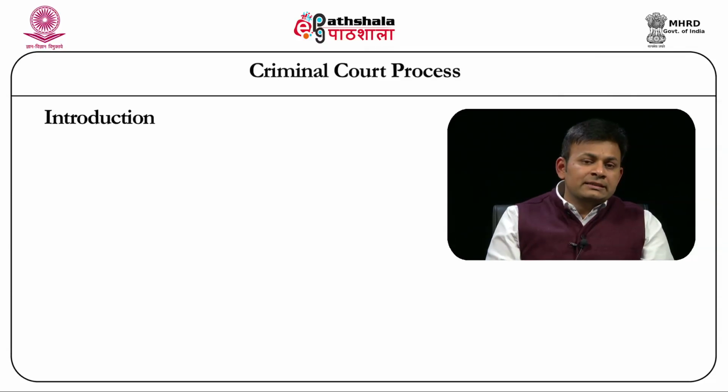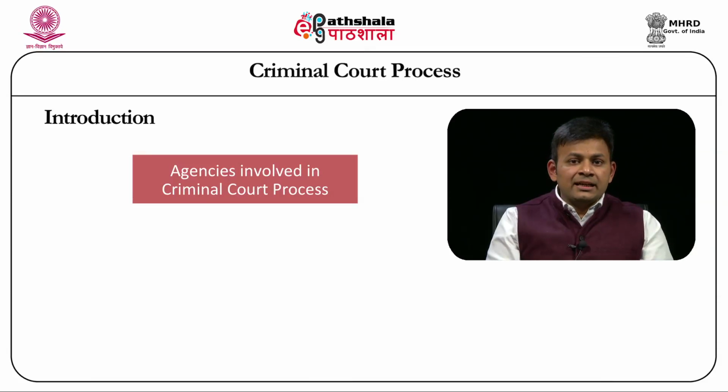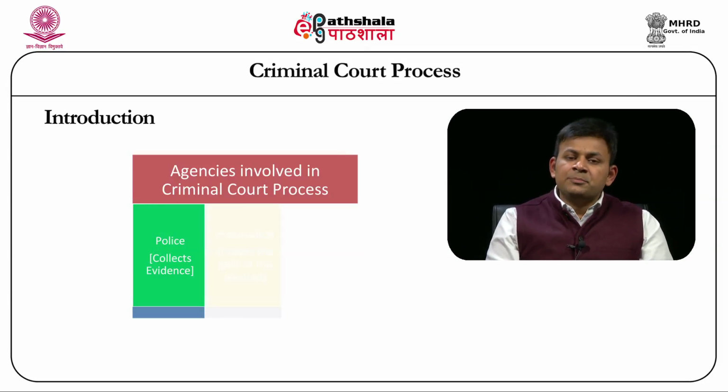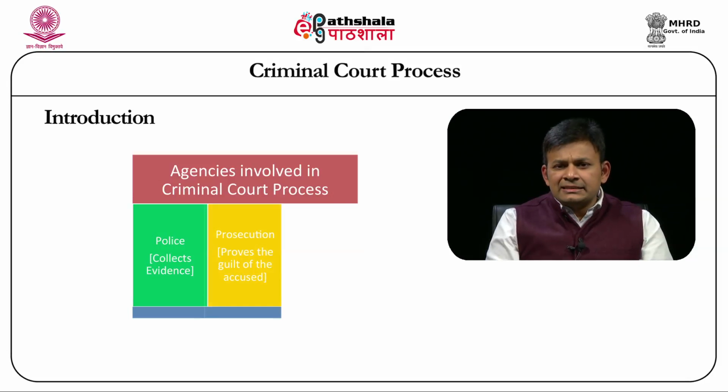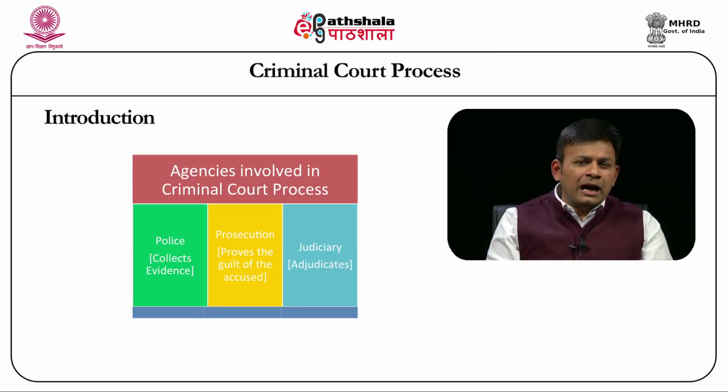We also have to understand what the agencies involved in the criminal justice system are, and there are three. The first is the police, the second the prosecutors, and finally the judges or the courts. All of them are very integral to the criminal justice system and perform very important functions. Let's take the first agency, the police.